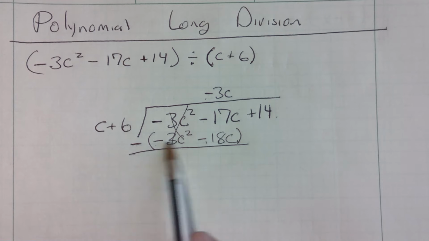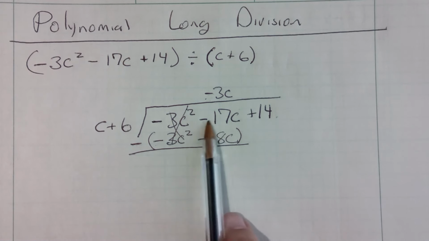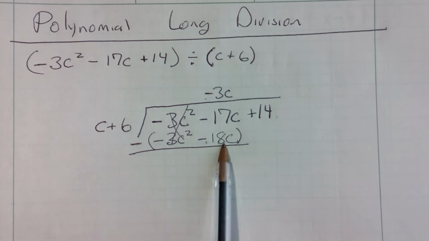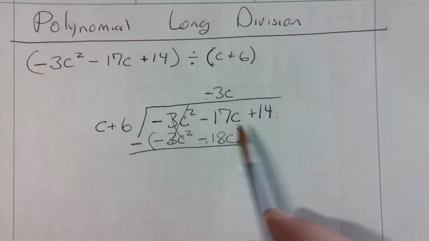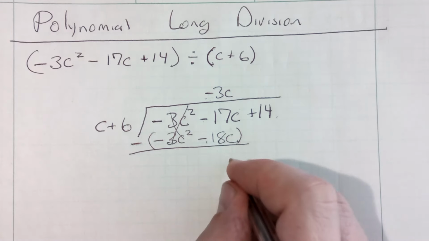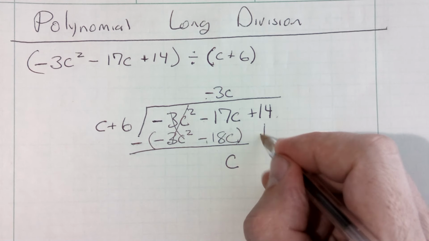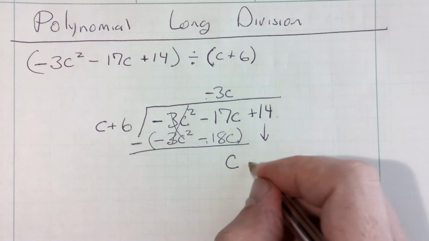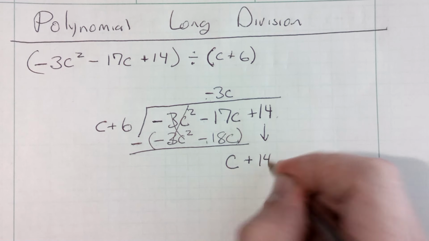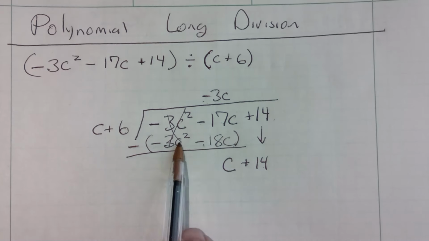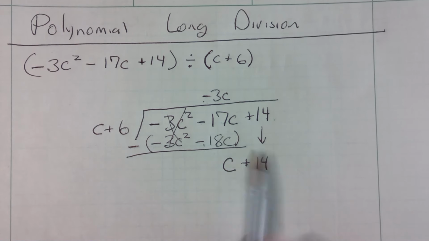But we've got to progress through the polynomial. So now I take the negative 17c and I minus a minus 18c, or I plus 18 to the negative 17. I'm left with a single c. Now I'm going to drop the next term down. So I'm going to drop down that positive 14, remembering to put the plus symbol in front of the 14. So we always end up doing two terms and then a subtraction. Now I have two terms. I'm going to repeat the process.